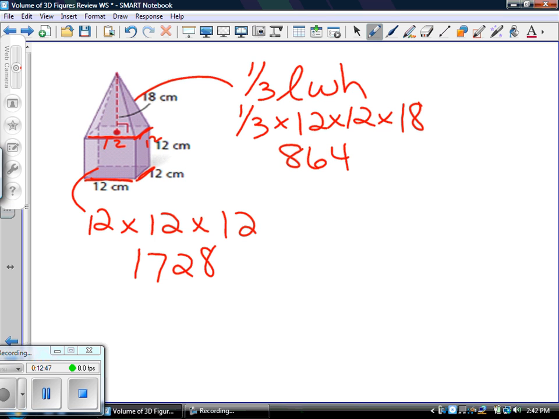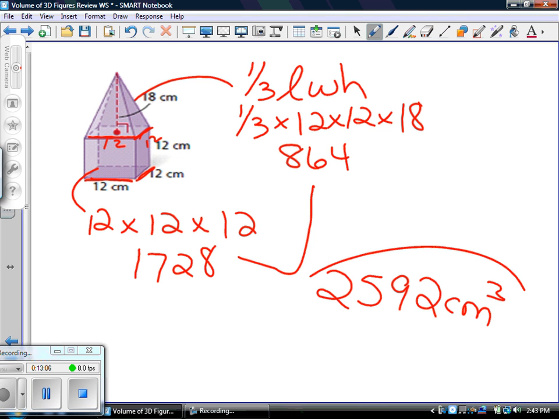So now that we've split this figure up, we found the volume of each one. If we put it back together and we add these two volumes, we'll have the volume of this entire figure. And so we add these two, and we get 2,592 centimeters cubed.